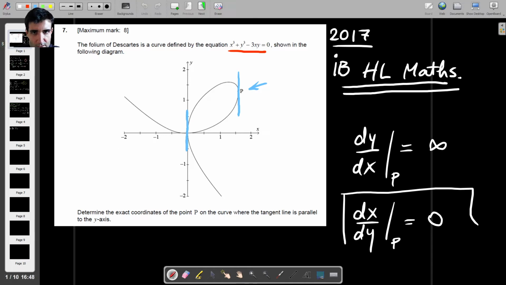If we draw those here, this is the cube root of 4, and on the y-axis you have this point as the cube root of 2. And those are the xy coordinates of P, and that's the end of the question.